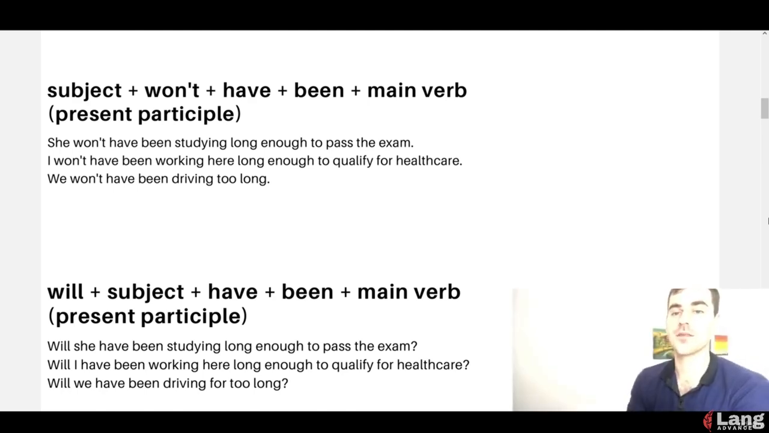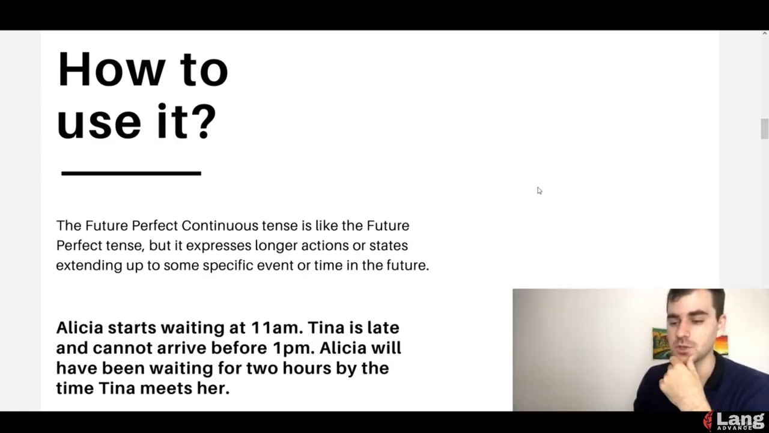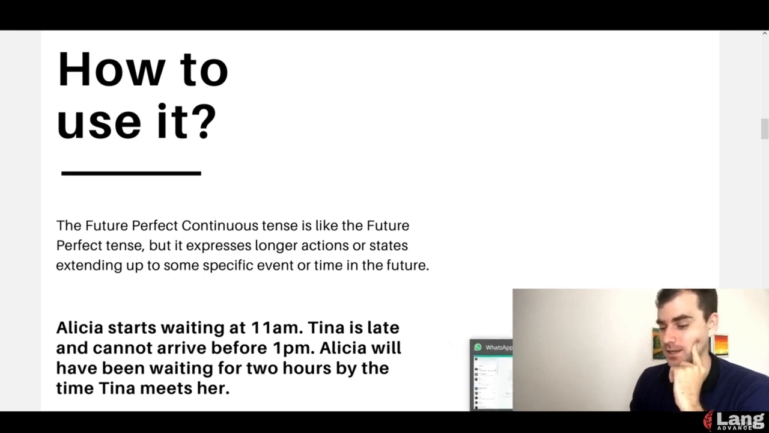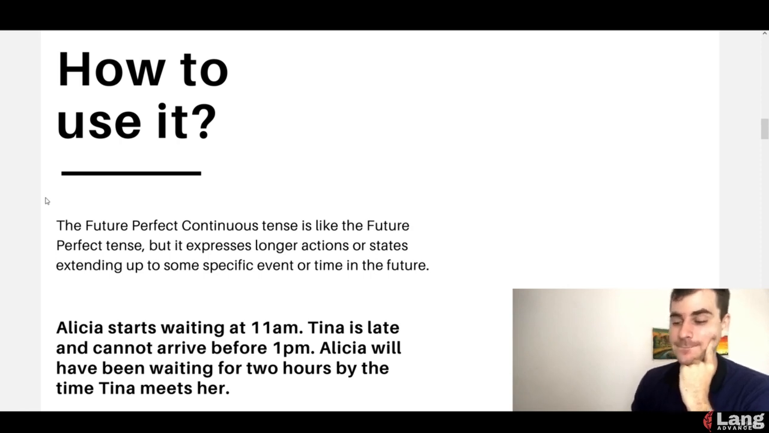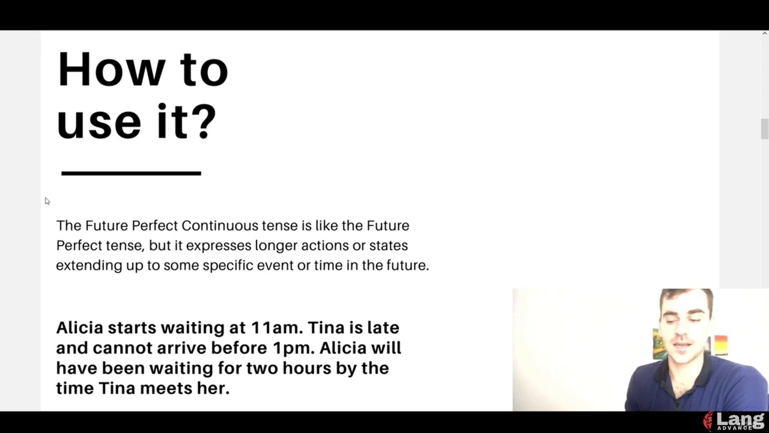So those are the three forms of the future perfect continuous: positive, negative, and question. The future perfect continuous tense is like the future perfect tense, but it expresses longer actions or states extending up to some specific event or time in the future. Alicia starts waiting at 11 a.m. Tina is late and cannot arrive before 1 p.m. Alicia will have been waiting for 2 hours by the time Tina meets her.